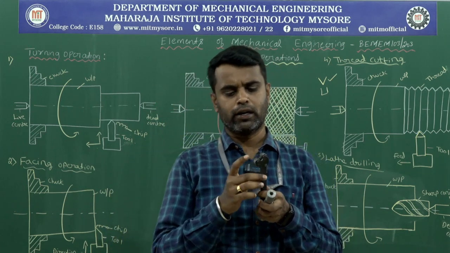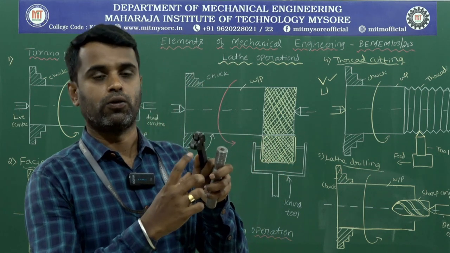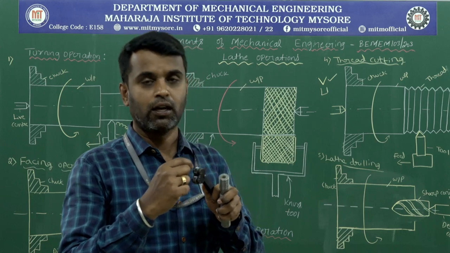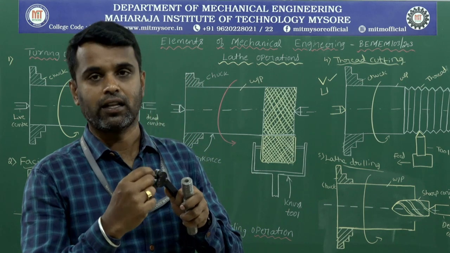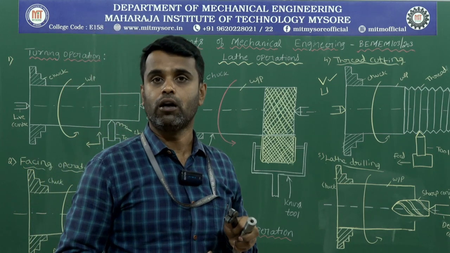Generally, the knurling tool consists of two rollers. You can see here this is roller 1 and this is roller 2. At the surface of the rollers, we can see that there is a pattern. Straight lines or a diamond shaped pattern can be visible on the surface of the roller.